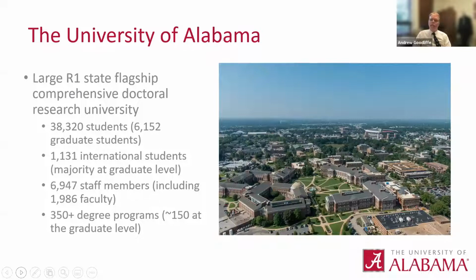All right, a little bit of an introduction about Alabama. So the University of Alabama is a large R1 state flagship comprehensive doctoral research university. We've got about 38 to 40,000 students. I work mostly with the graduate students, of which we have about 6,152 on campus. We've got a fairly small but growing number of international students. And then we've got about 7,000 staff members and about 350 different programs, just to give you sort of an idea of scale and type of university.